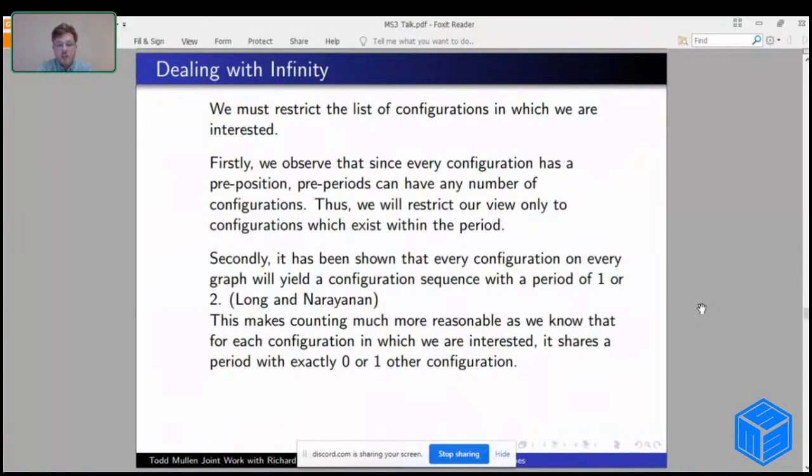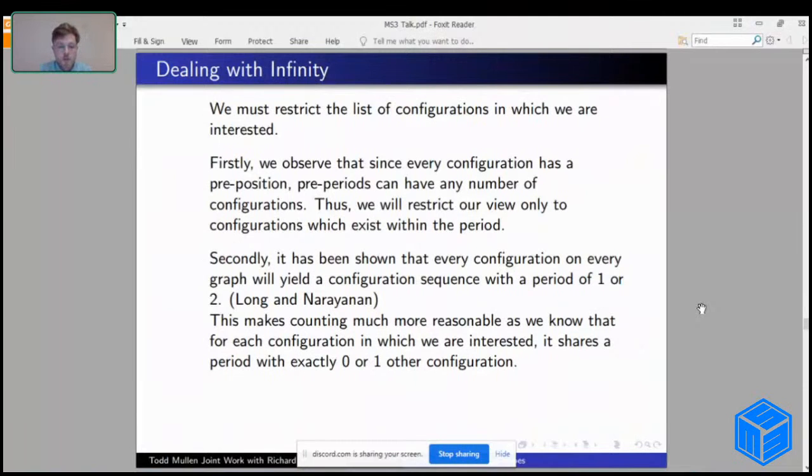Since we don't have to think about the possibility of periods of length 10 or 20 or 50, we only have 1 or 2 as the length of the period. It's going to make it much easier to count these period configurations, because as soon as you have one configuration inside a period, it'll be very easy to find the other one. You don't have to run through it 50 times to see how long the period is.